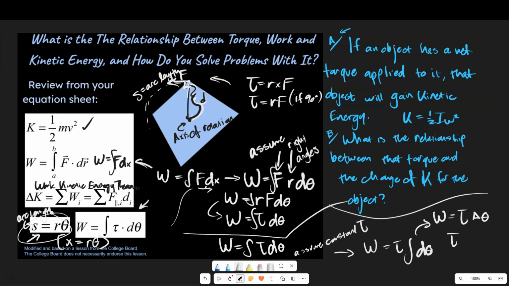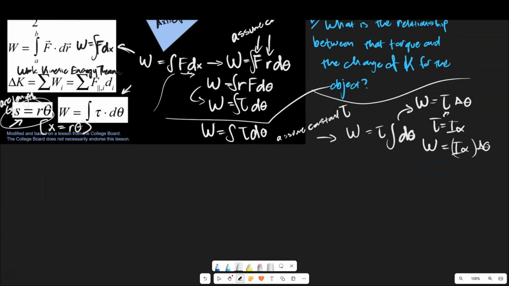Well, we did also say torque is equal to I times alpha, right? Well, what if we threw that in here? Then we could further say work is equal to I times alpha times delta theta. Okay, and I am out of room, so I'm going to move this up briefly. And we did say that work is equal to I times alpha times delta theta. And I'm going somewhere with this. I'm going to prove to you a relationship that we're going to need.